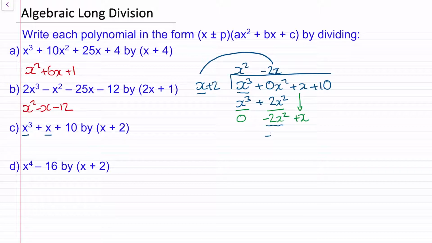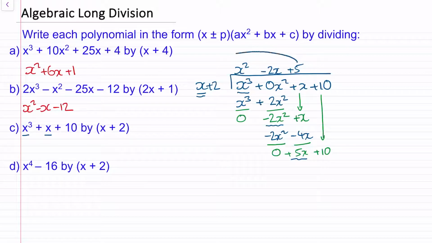We'll get negative 2x squared, and then minus 4x. The difference in the x squared terms now is 0, and then 1x take away negative 4x gives us 5x. And then we'll drop down the 10. And 5x divided by x is 5. So finally, we'll multiply the 5 by the x to get 5x, and then the 5 by the 2 to get 10. And again, you can see the difference is 0.